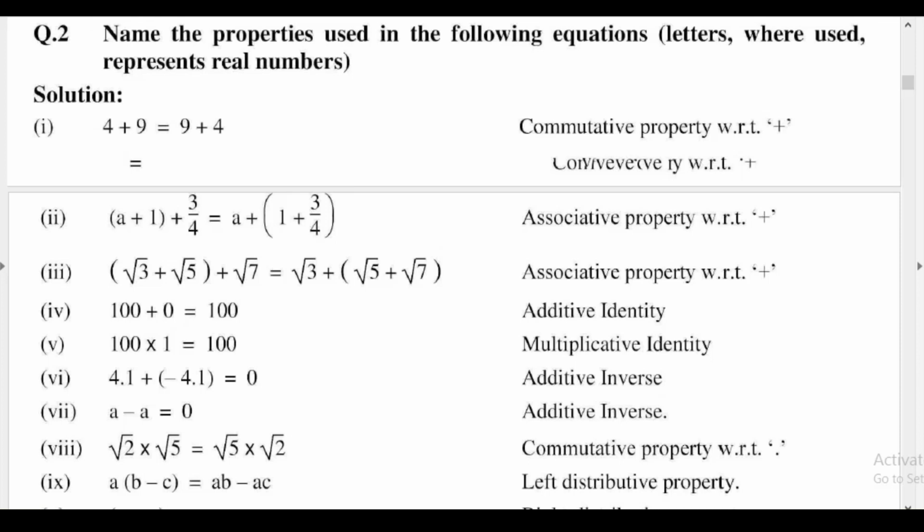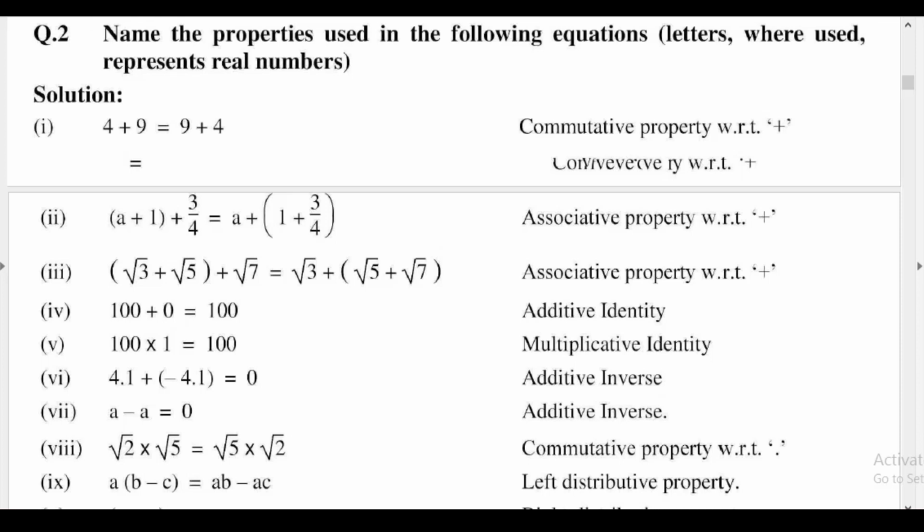Next, fourth part, 100 plus 0 is equal to 100. Additive identity. 100 multiply 1 is equal to 100. Multiplicative identity. Next, sixth part, that is 1.41 plus (minus 4.1) is equal to 0. Additive inverse. Next, a minus a is equal to 0.